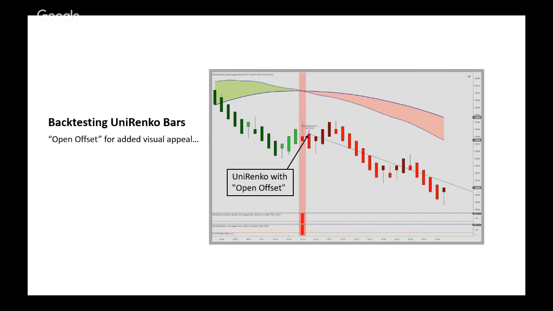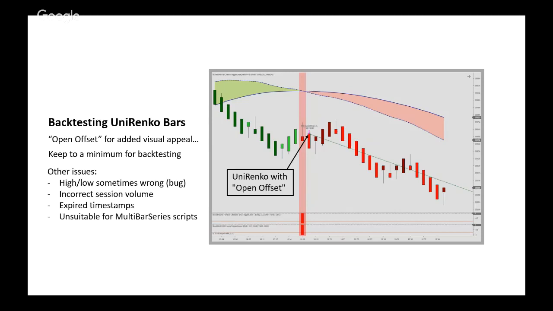So even on a trending bar here, you get a five tick incorrect offset. And so if you're using UniRenko for backtesting, the open offset should always be kept at a minimum in order to come as close as possible to the real price action. Also, because of a bug with the UniRenko, the highs and the lows are sometimes incorrect, and that, of course, will impact indicator output.